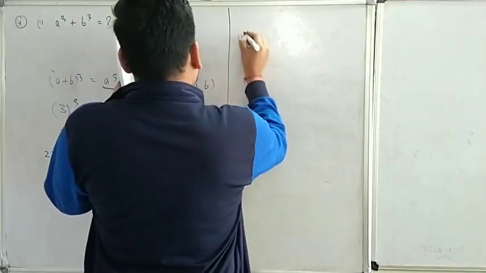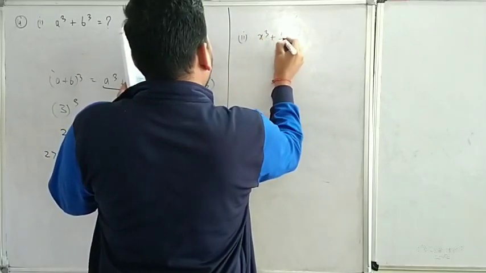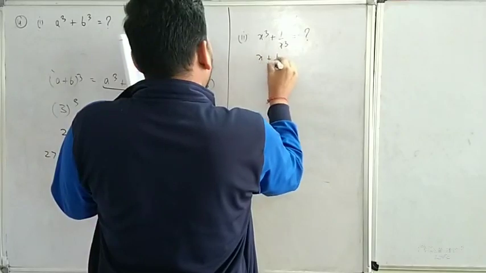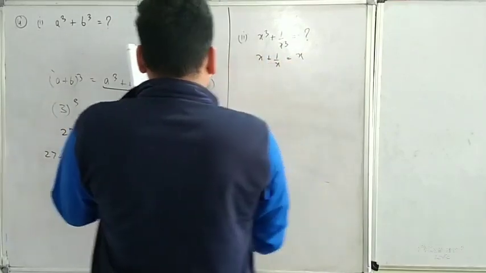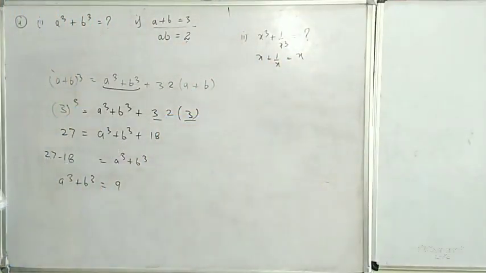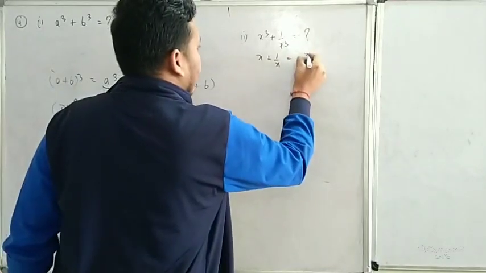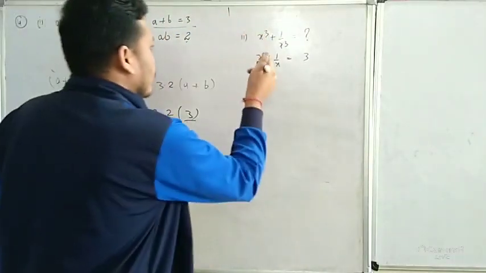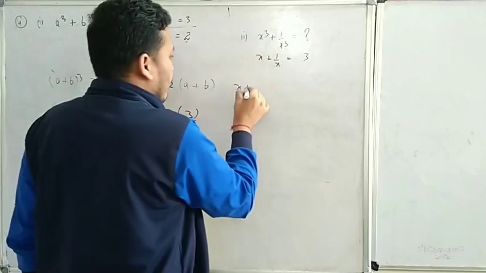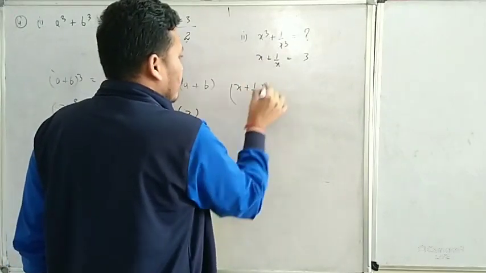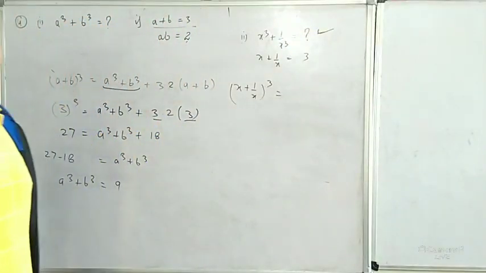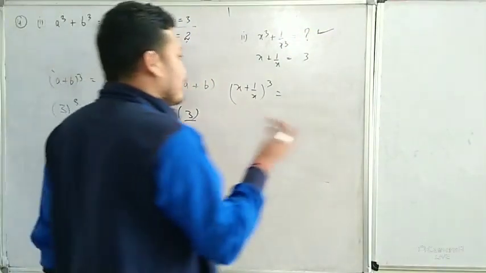Next, second part, second also same. If x plus 1 by x is equal to 3, calculate x cube plus 1 by x cube. This value is given to you: x plus 1 by x is equal to 3. I also explained this formula. You know that a plus b whole cube. What is the formula of x plus 1 by x whole cube? You should recognize this. We have given the question in terms of the cube, so we will apply the formula of the cube.